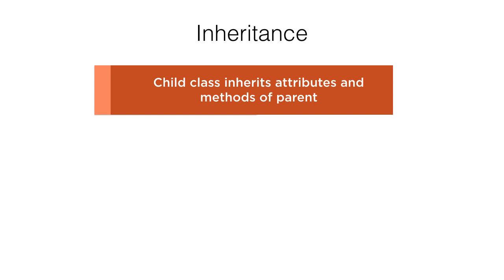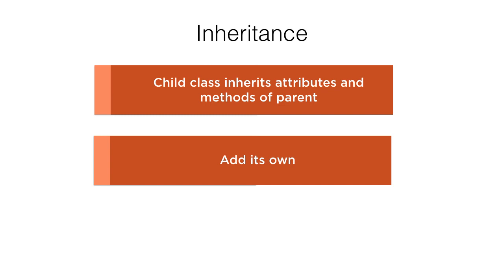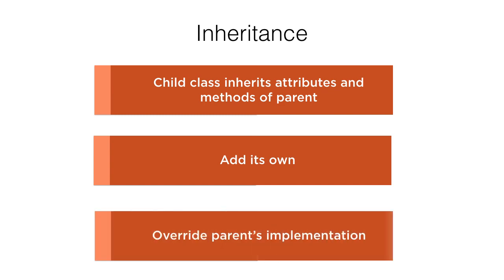At the same time, every human also has their own unique traits, like unique fingerprints, etc. Inheritance, similarly in Java, allows a child class to inherit the attributes and methods of a parent class, at the same time allowing them to add their own fields and methods or override the methods from the parent class. So one of the big benefits of inheritance is reusability.